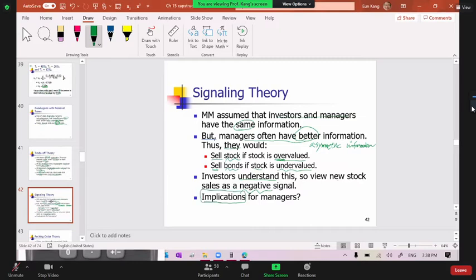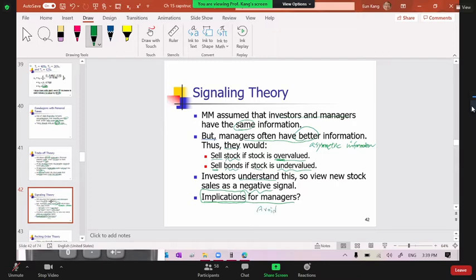Then, implications for managers. What do you think is the implication for managers according to signaling theory? Not very difficult. I'm just making sure that you are fully awake. So based on this theory, what is the financial policy for managers? Maybe too obvious. That is what?